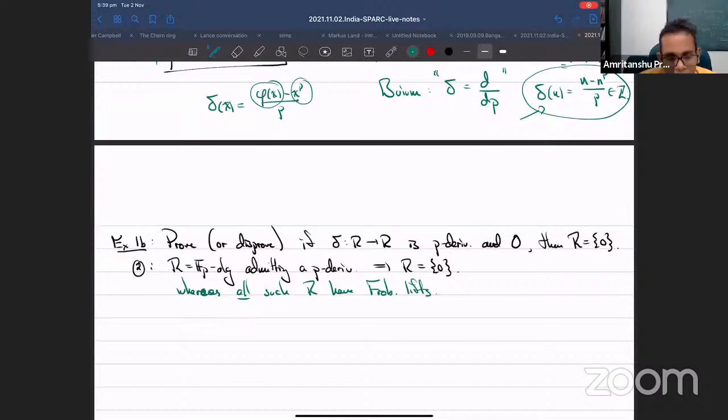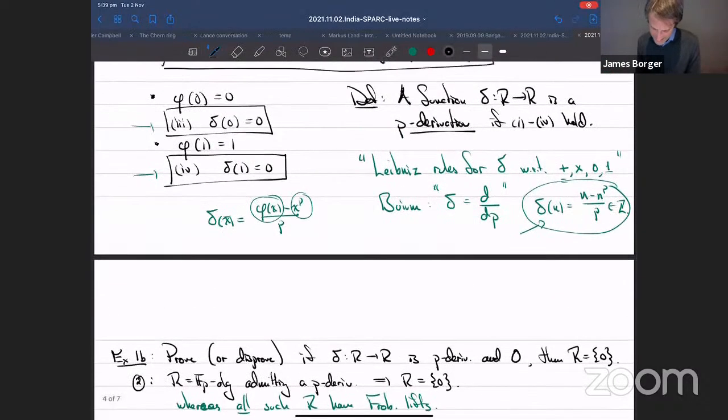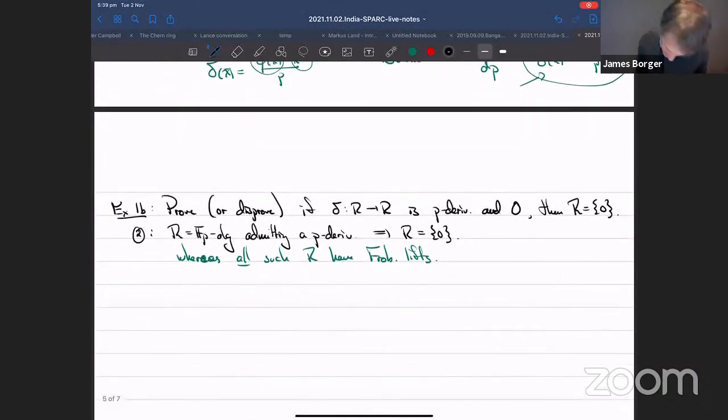You mean a non-trivial p derivation? What do you mean by trivial? No, I mean a Frobenius lift on an FP algebra is just phi of x is x to the power p, which means delta is 0. No, okay, so let's do p equals 2.